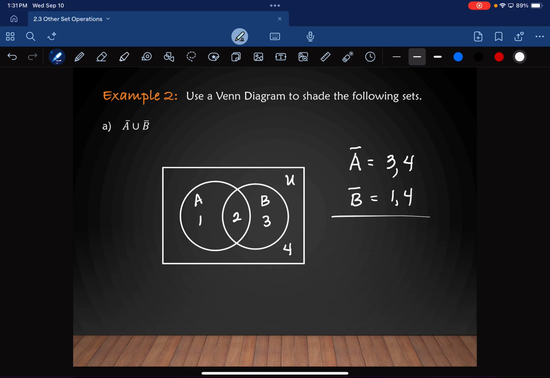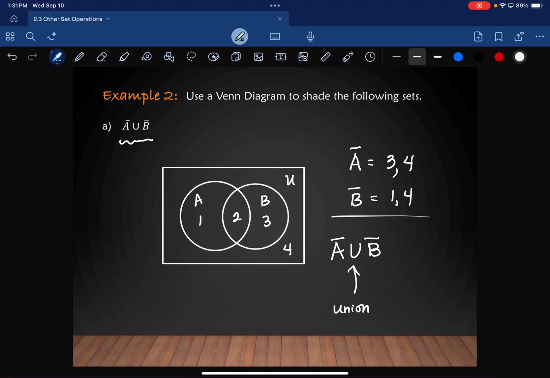Fabulous. So these are sort of the individual pieces of this argument here. And then what it says I'm supposed to do is join those individual pieces together with some symbol. What does that symbol that's in between them mean? Union. And what did union mean?